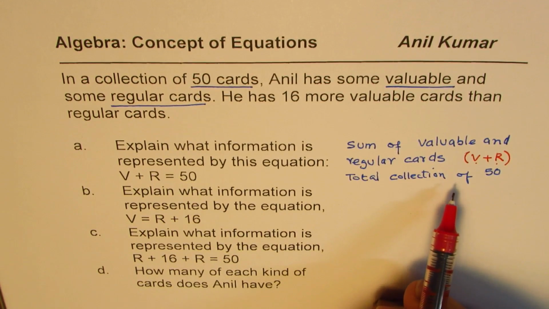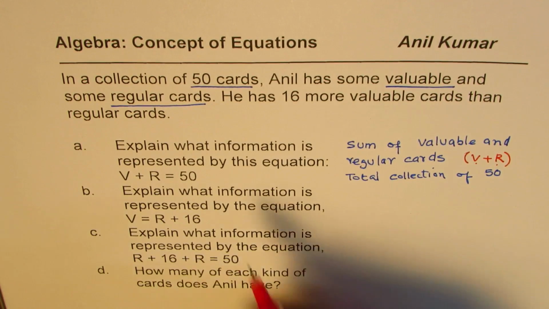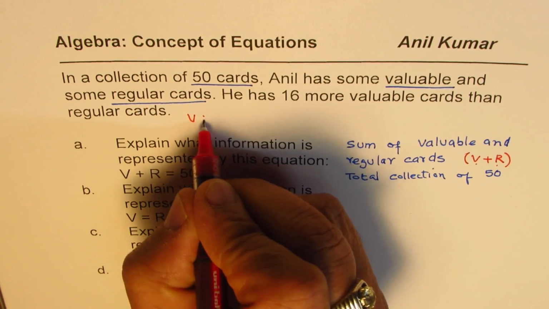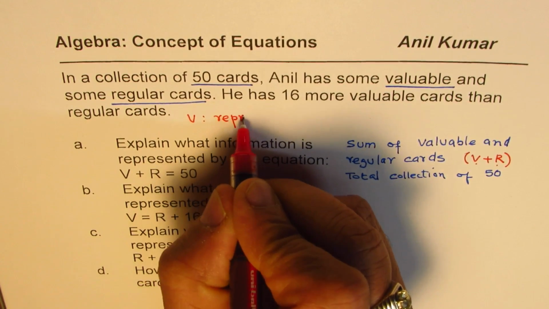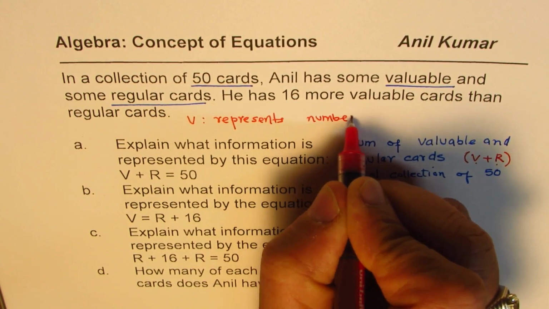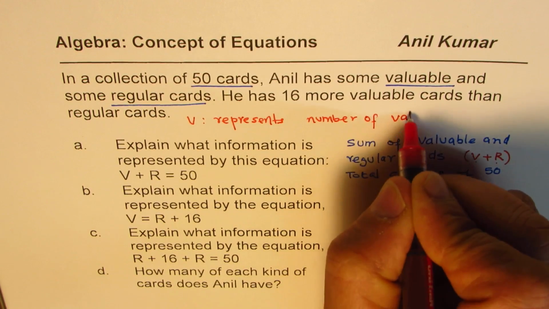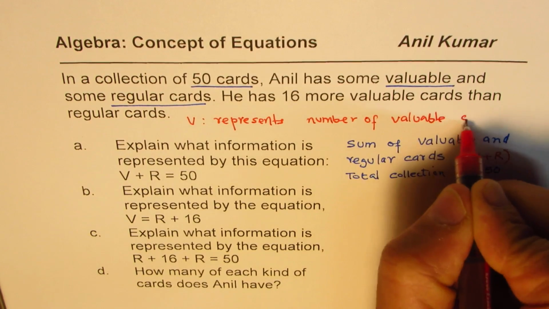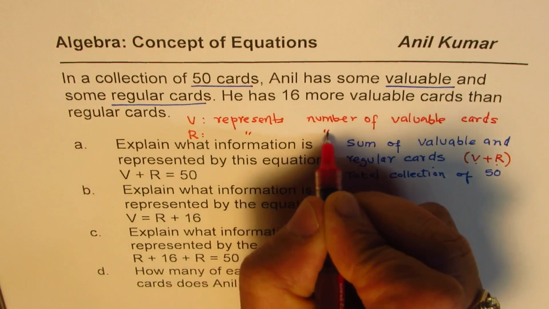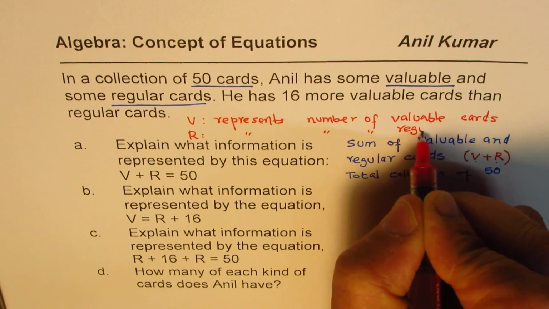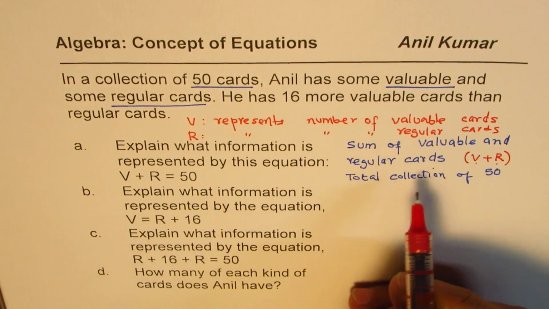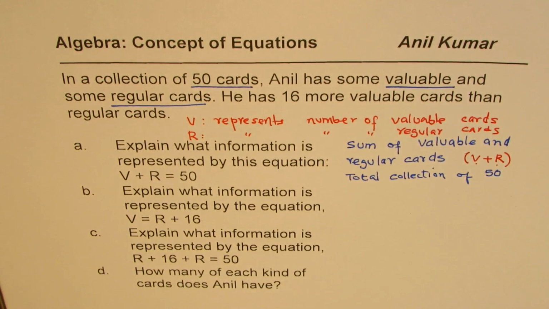So that's how we can explain. You can also at times say that V represents the number of valuable cards and R represents the number of regular cards. So you can begin by that and then say what this equation represents, okay?